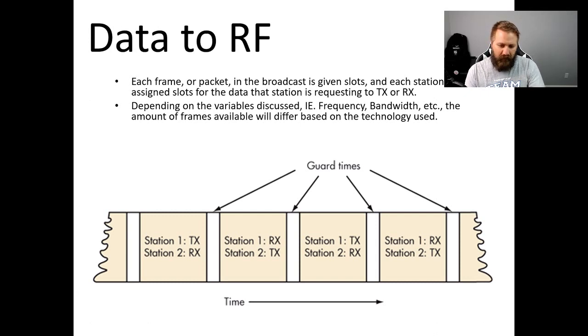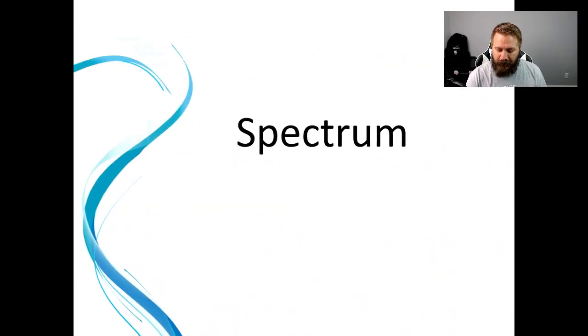As I just stated, each packet is given a different slot depending on the variables we talked about. You can see there's a little bit of guard time, but then station 1 might TX while station 2 RXs, or station 1 RXs while station 2 TXs, and so on and so forth. Cambium has been very good about this with their access points. They're all talking at the same time. They're all receiving at the same time. That's where your GPS sync comes into play, so you don't have noise. You don't have stations trying to talk over top of each other.